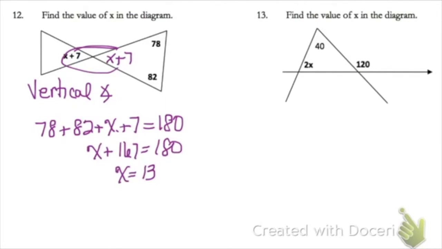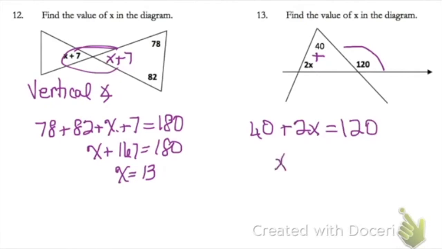In the next problem, we learned that an exterior angle, which is what 120 is, equals the sum of the two interior angles that don't touch the exterior angle. So I can say 40 plus 2x equals 120. There we go. I'm going to set that up, and I'm going to get that 2x equals 80, and therefore x equals 40.